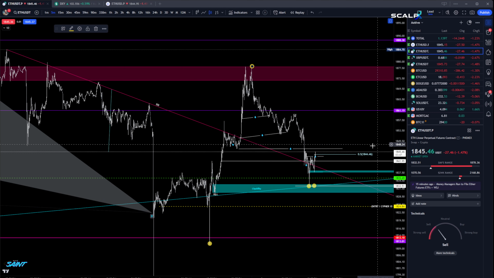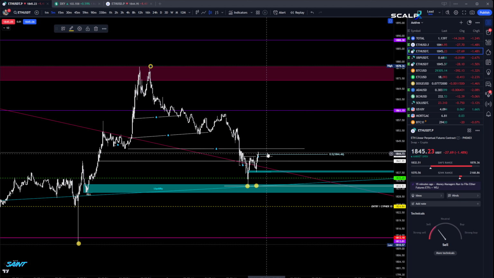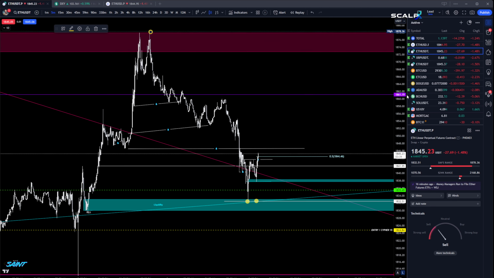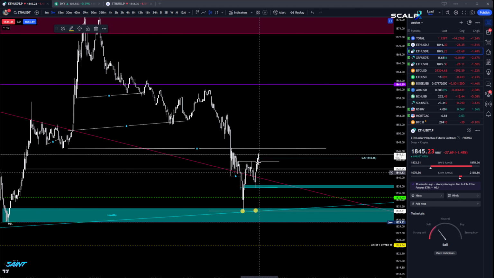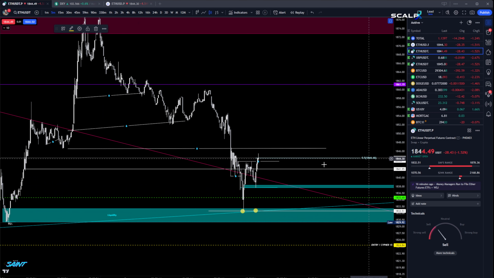Oh, did it punch through? Hey, look at that. They're going for the reclaim. All right, bet. Market maker's doing their job. They just liquidated this area of equal highs. They're now going to start liquidating these 0.5s.